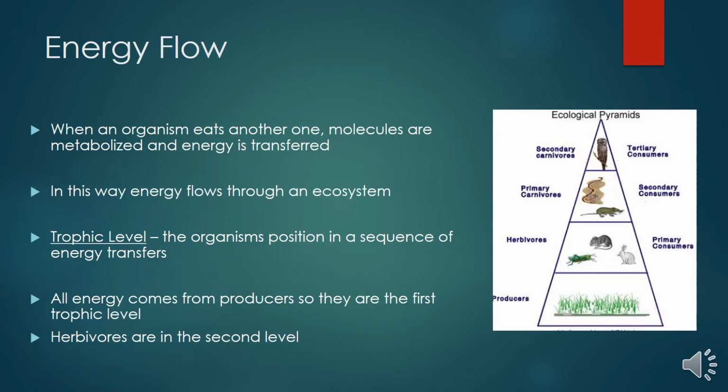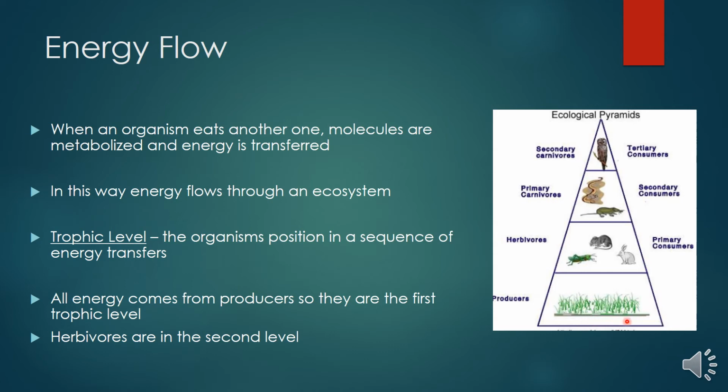Energy flow. When an organism eats another one, molecules are metabolized and the energy is transferred. In this way, energy flows through an ecosystem. Trophic level. This is an organism's position in a sequence of energy transfers. All energy comes from producers, this bottom layer. They are the first trophic level.